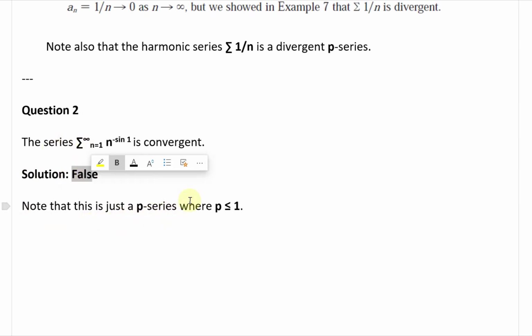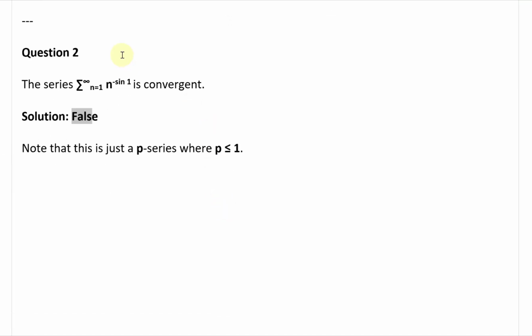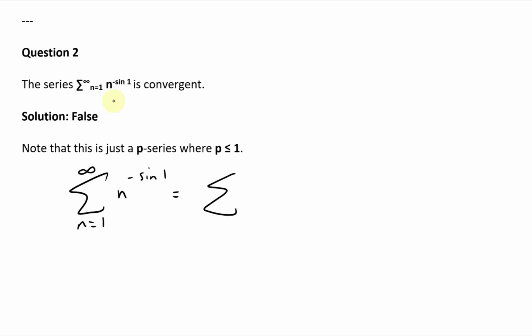Note that this is just a p series where p is less than or equal to 1, and you could calculate that. First, let's take a look that this is a p series. You could write the summation from n equals 1 to infinity of n to the power of negative sine 1 as, and you could invert that power, getting rid of that negative sign, the summation from n equals 1 to infinity of 1 over n to the positive sine 1. This is just what it means whenever you have a negative power like that.